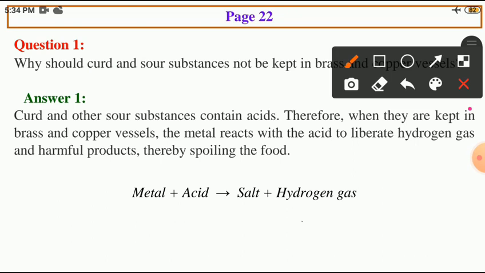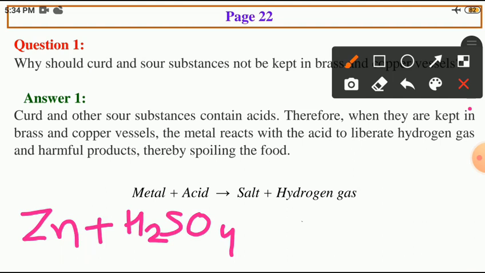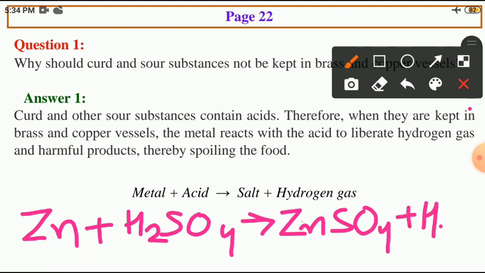Here we can write the example like zinc metal reacts with sulfuric acid, H2SO4, then it will give ZnSO4, zinc sulfate, plus hydrogen gas will liberate. This is the example of the reaction of metal with acid, and the products are the salt and hydrogen gas. So we should not keep the sour substances in the metallic containers.